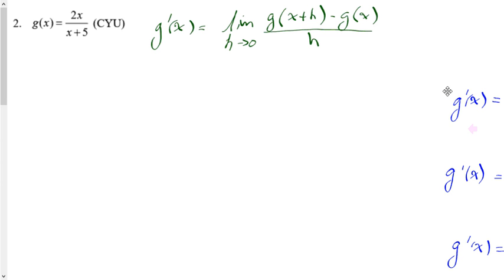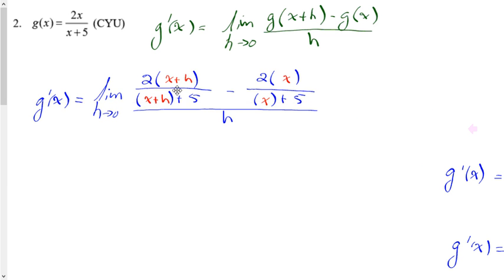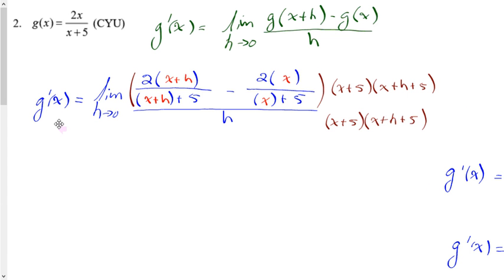Well, here's my process. First of all, I'm going to replace all the x's with x plus h initially in my function, and then subtract when I just leave them as x's. Since I have a fraction over a fraction, or rational expression on the top, I want to get rid of those denominators. So I'm going to multiply everything on top and bottom by that common denominator, the x plus 5 times x plus h plus 5.